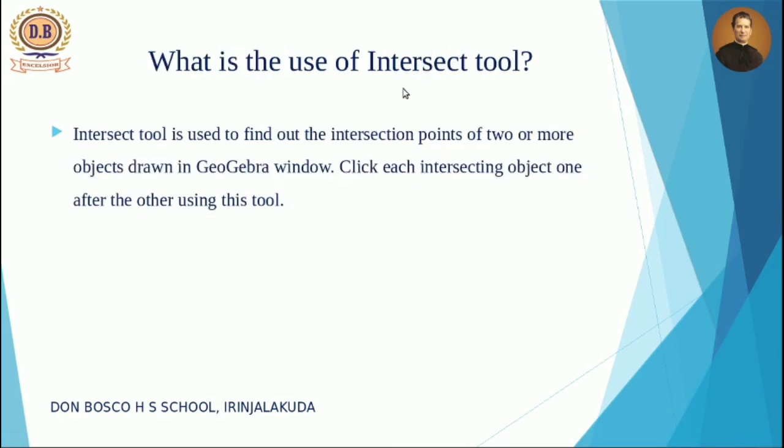Then what is the use of the intersect tool? The intersect tool is used to find out the intersection points of two or more objects or lines drawn in the GeoGebra window. How to find? We have to click on the intersecting objects one after the other using this tool. If two line segments intersect with each other, we have to select the intersect tool, click on the first line, then click on the second line, then the intersecting point of those two lines will be visible. This is the use of the intersect tool.